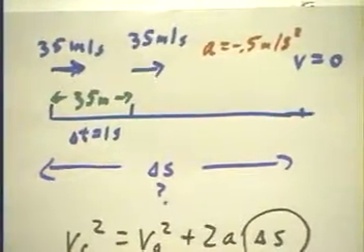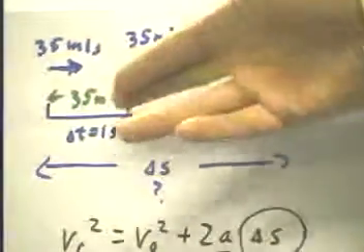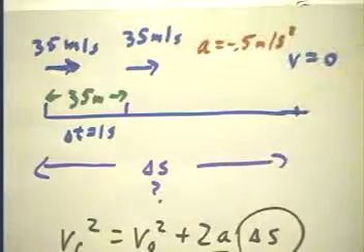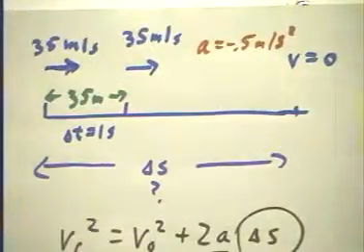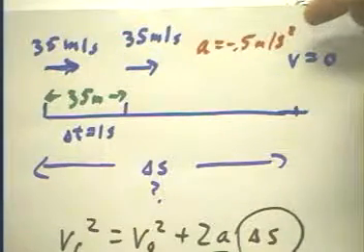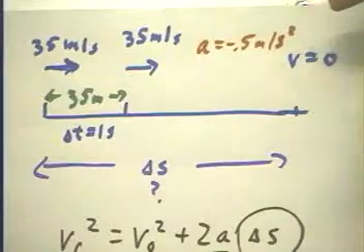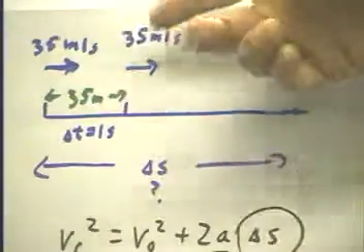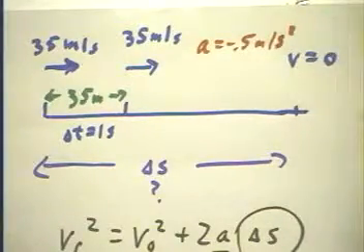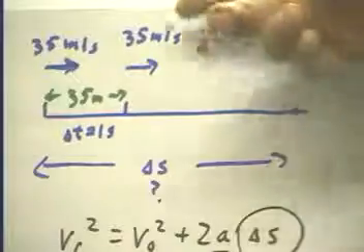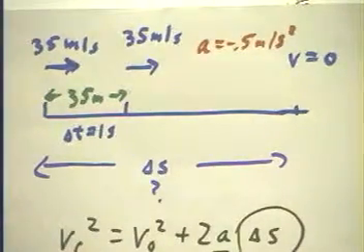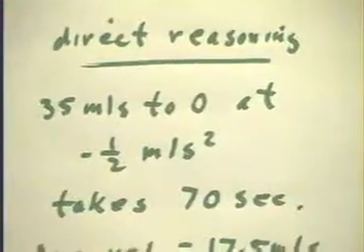Now to directly reason this, what do we do? Well, we go from 35 to 0 at a constant acceleration, then our average is going to be 17.5 meters per second. Accelerating at negative a half meter per second, which is what this means, it's going to take us to change our velocity by negative 35 meters per second. It's going to take us 70 seconds, isn't it? So we're going to spend 70 seconds moving at that average velocity of 17.5 meters per second. 70 seconds at 17.5 meters per second is 1225 meters.